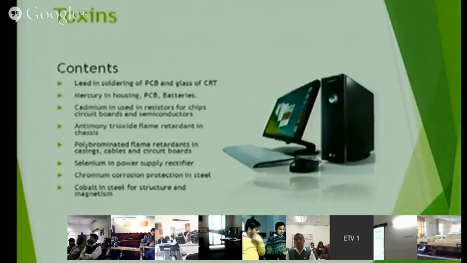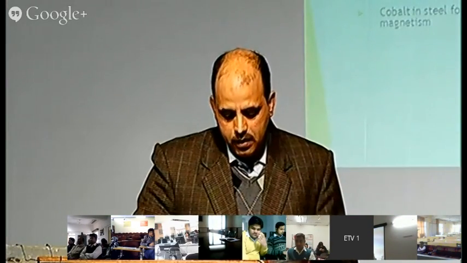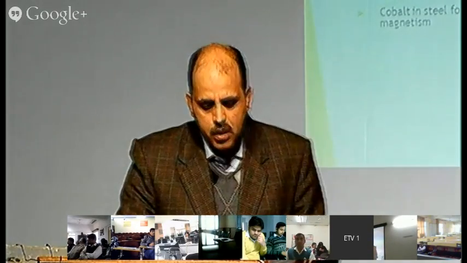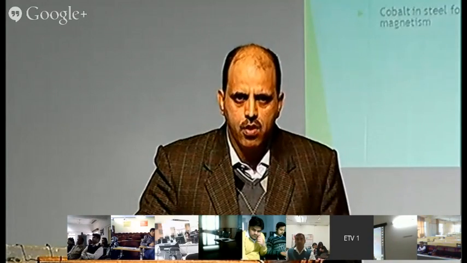The wires which are used in computers have a flame retardant substance called polybrominated carbons, which actually make it a flame retardant. But the problem with these brominated cables is that they again have an effect on the human body when they are disposed. Then there is selenium, then there is chromium, which is used for corrosion protection of steel, and then you have finally cobalt in steel for structure as well as magnetism. So all these toxins actually are very harmful for the human body.